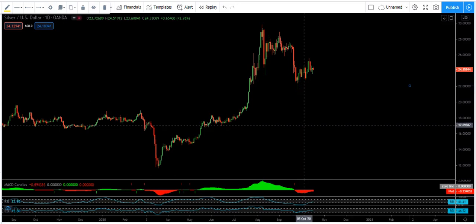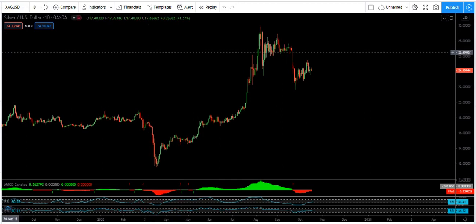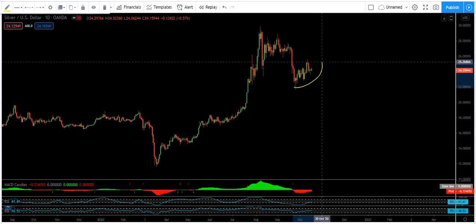Silver, now we are based on the daily chart. We want to analyze the chart for the next week. As we can see, based on the daily chart, we are still within the correction, and how deep this correction can be, we cannot know.